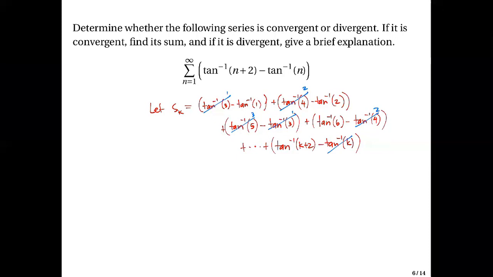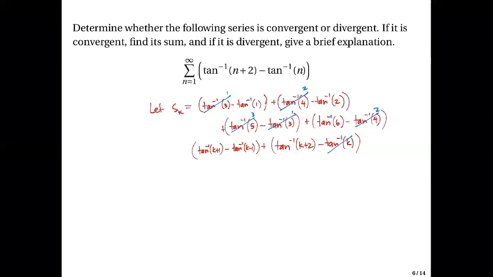To see that, let's check. Let's write some previous terms. So this guy here is n equals k. For this guy, you have k minus 1, tangent inverse of k minus 1. And then for this guy, you will have k minus 1 plus 2, that becomes k plus 1, tangent inverse of k plus 1. So this was the previous term.